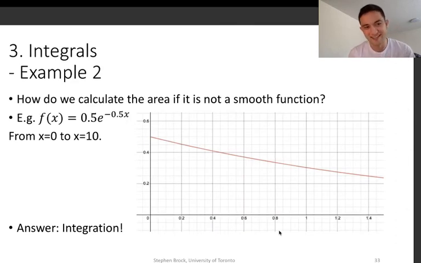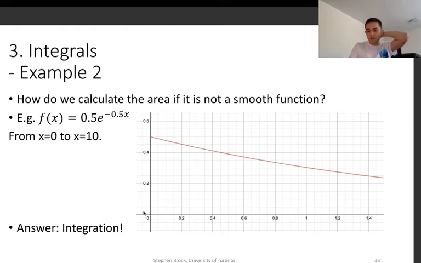But take a look at this example. If we move on to this example, how do we calculate the area if it's not a smooth function? For example, consider the function f of x, which is equal to 0.5 times e to the negative 0.5x, from 0 to 10.